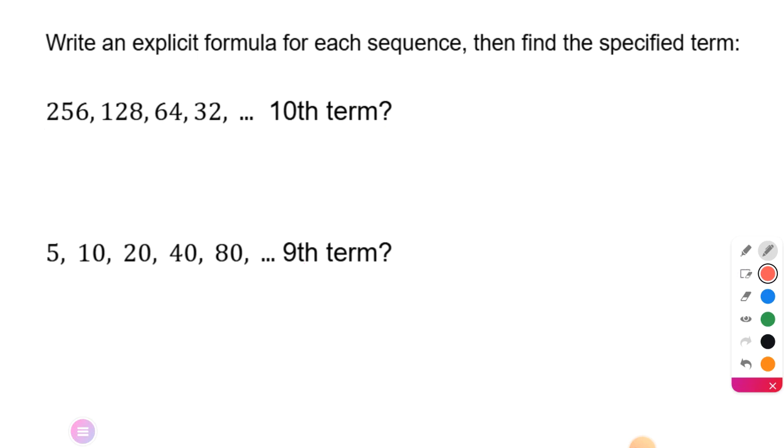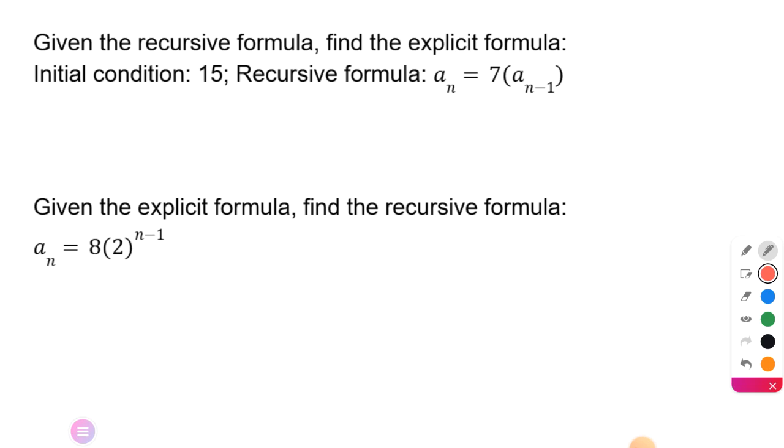All right, last piece of our success criteria was going back and forth between recursive and explicit formulas. So we're going to do that. Given the recursive formula, find the explicit formula. So we're told the initial condition, a sub 1, is 15. And the recursive formula says a sub n equals 7 times a sub n minus 1. So this 7 is my r. So if we want the explicit formula, we simply have to put it together. a sub n equals first term, a1, times my ratio, 7, to the n minus 1. Done.